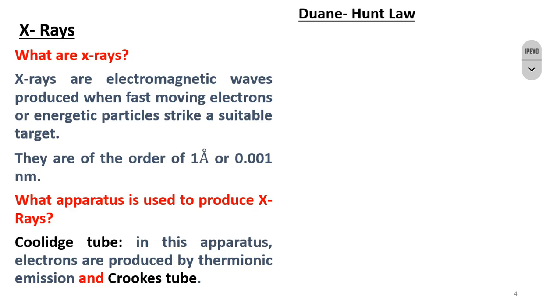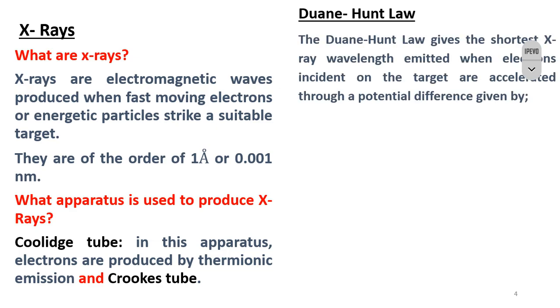Duane Hunt Law. Look at the spelling. D-U-A-N-E, Duane, then Hunt, and then Law. The Duane Hunt Law gives the shortest X-ray wavelength emitted when electrons incident on the target are accelerated through a potential difference, which is given by the wavelength lambda equals hc all over eV.